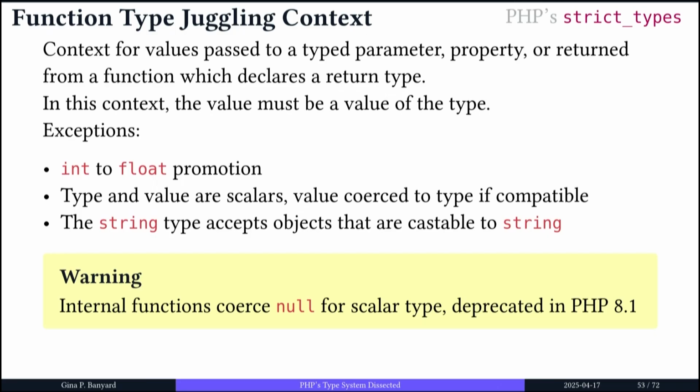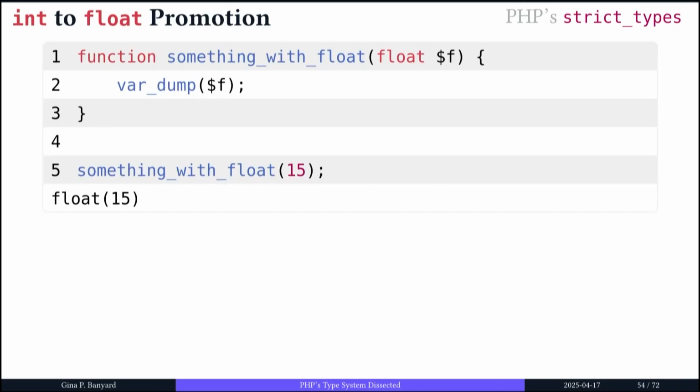Big warning: the internal functions also coerce null to the scalar type. So if you pass null to strlen, it would coerce null to the empty string, and then it will tell you that it has a length of 0. This is deprecated since 8.1 to align the behavior of internal functions with userland. Int to float promotion is quite simple. I have a function which takes a float. I pass it an integer. It silently gets promoted to a float.